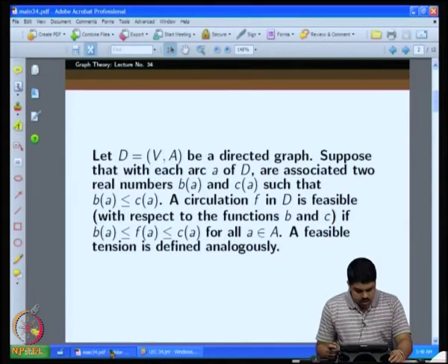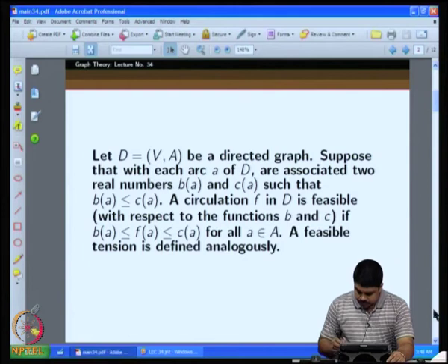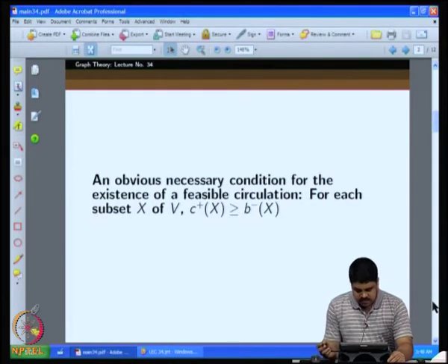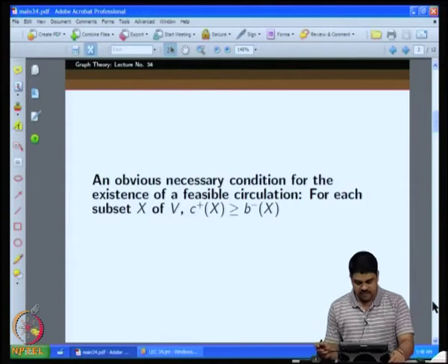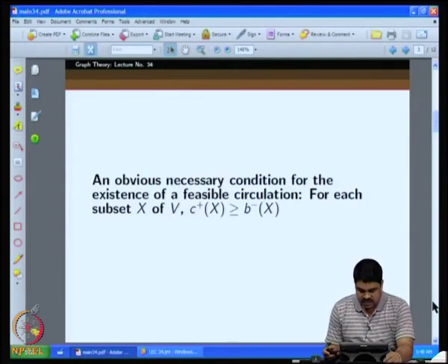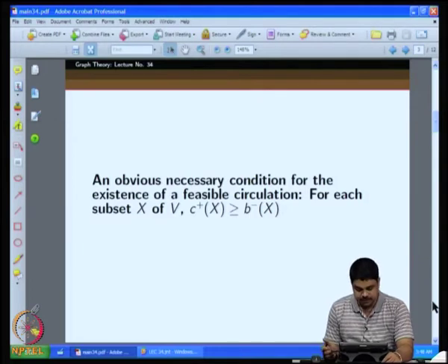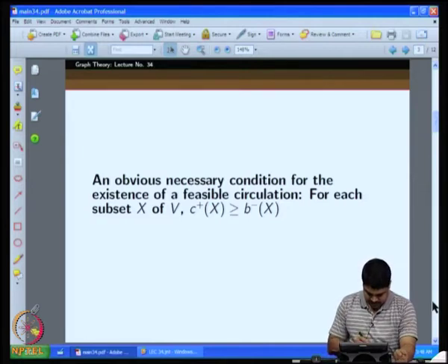Now, the main topic that we will consider in this class is a necessary and sufficient condition for the existence of a feasible circulation in a network, given the lower bound function B and the upper bound function C. What one can immediately see is this. As far as a necessary condition is concerned, it is like this.